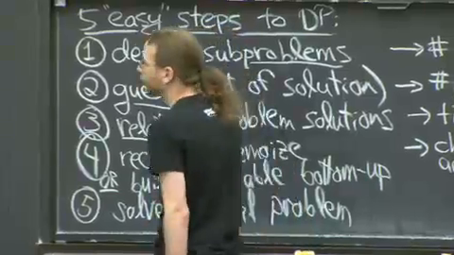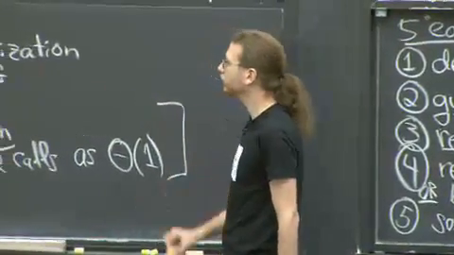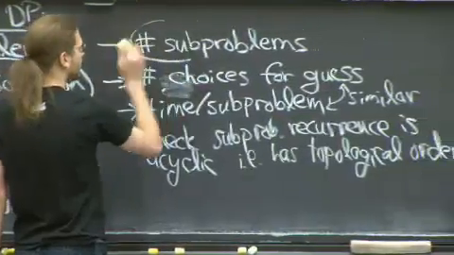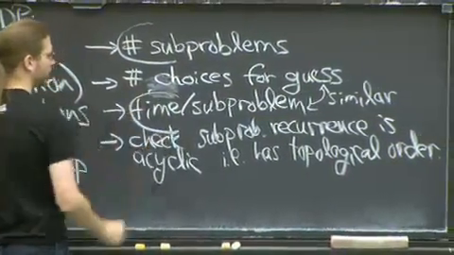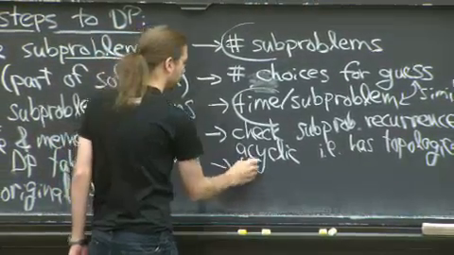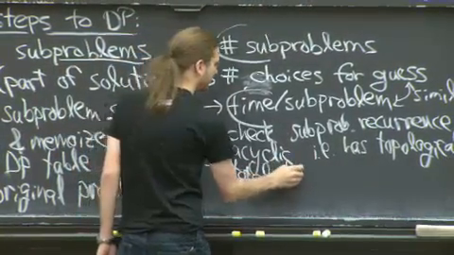And then, of course, you use this formula to compute the overall running time, which is just multiplying this quantity with this quantity. Total time.